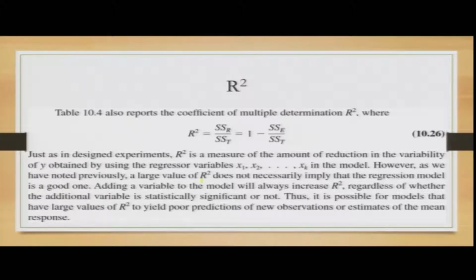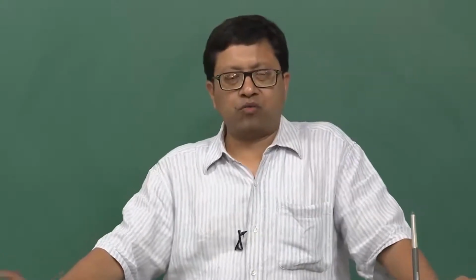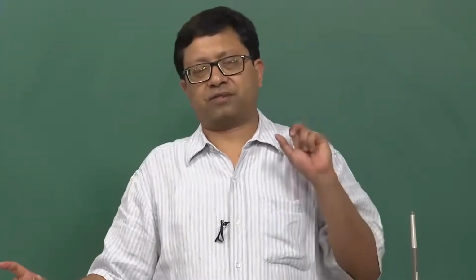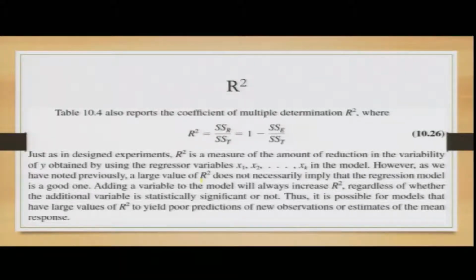The table also gives us the R square value and the adjusted R square. R square is the sum of squares we are able to predict from the variables divided by the total sum of squares. That is also equal to 1 minus the sum of squares of the errors divided by the total. In designed experiments, R square is the measure of the amount of reduction in the variability of y obtained by using the regression variables x1, x2, x3 till xk.